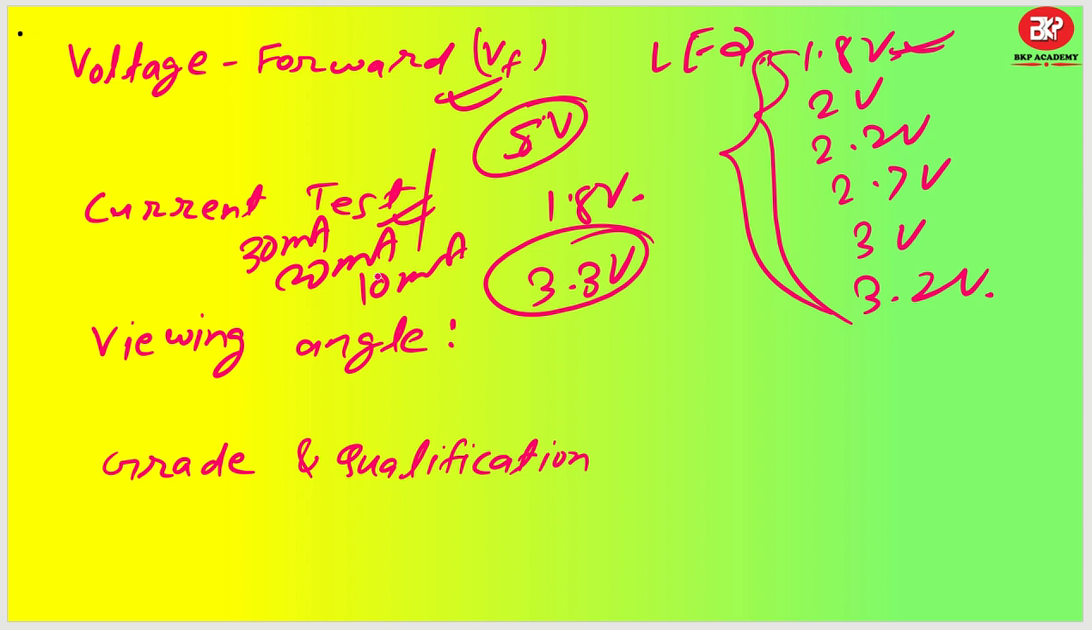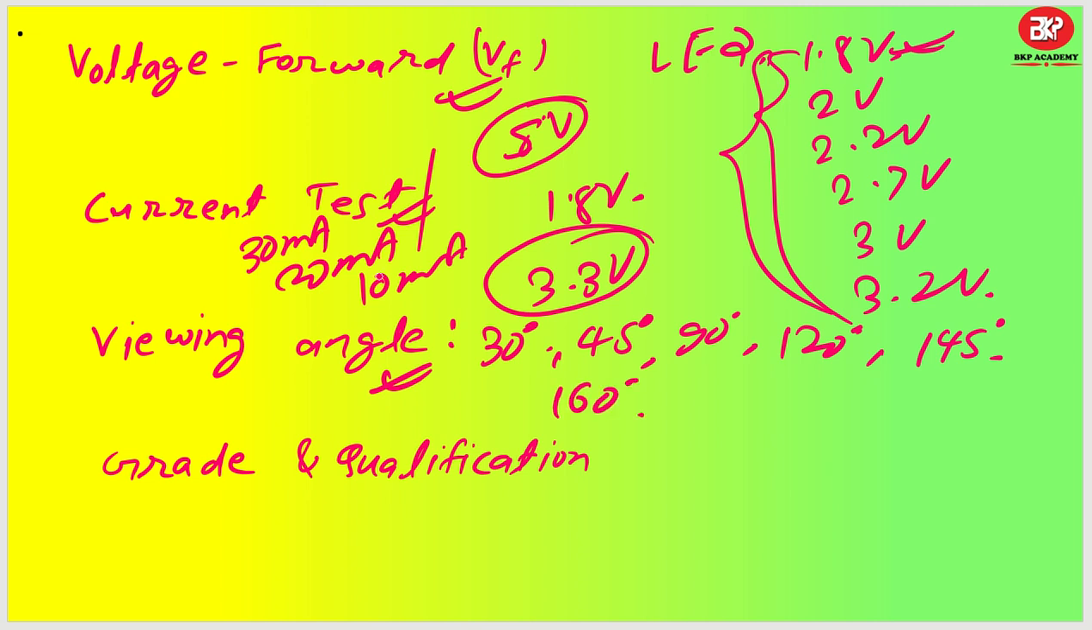A very important thing is viewing angle. At what angle do you want to see? Whether you want to see up to around 30 degrees, or 45 degrees, or 90 degrees, or 120 degrees, or 145 degrees, or 160 degrees. If it is 30 degrees, only within this 30-degree angle will you be able to see the LED. If you want 145 degrees, then it will be more than 90 degrees, that is, up to this much it will be visible properly. So that is the viewing angle.